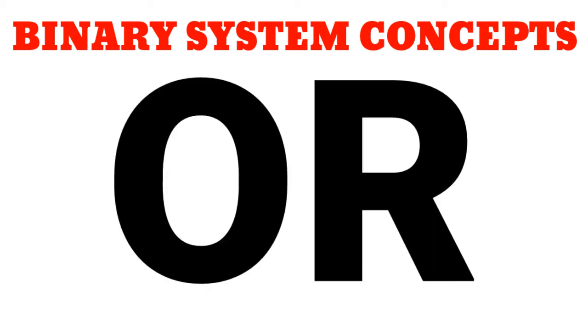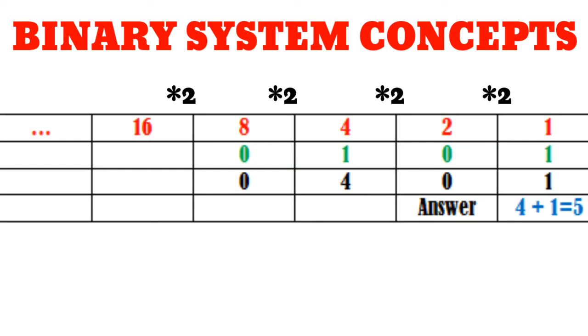Or, you can use another method as shown in the table below. 1 times 2 is equal to 2, 2 times 2 is equal to 4, 4 times 2 is equal to 8, 8 times 2 is equal to 16, and so on. Then, put the binary number below, which is the 0101. Add all the corresponding values of bit 1, and in this case, add 4 and 1 to get the sum of 5.